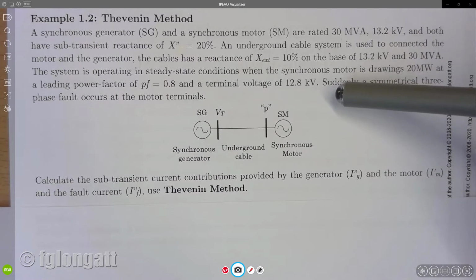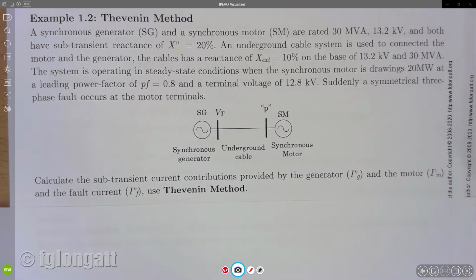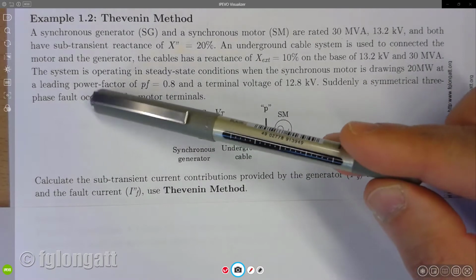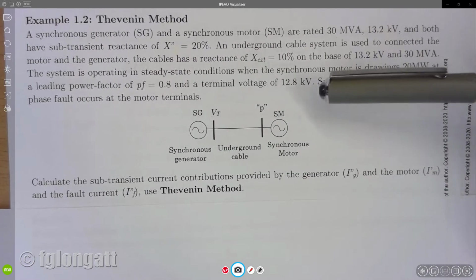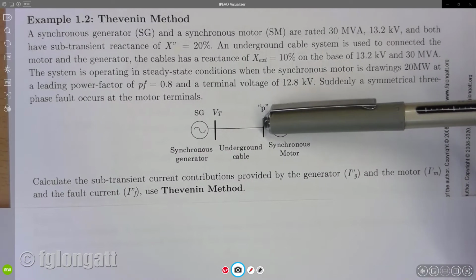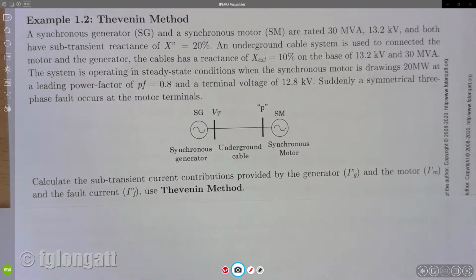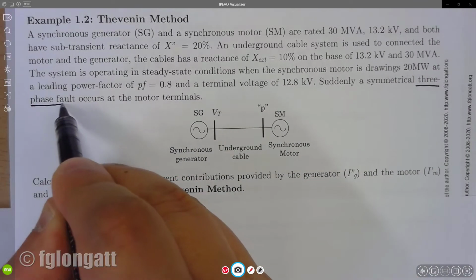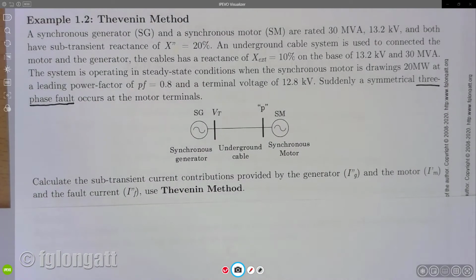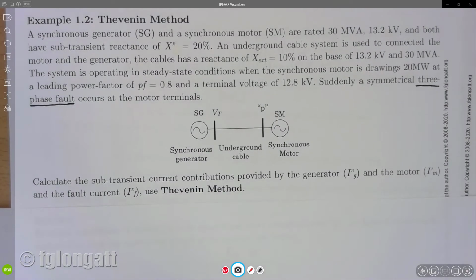The system is initially working at steady state conditions, and the synchronous motor is taking 20 megawatts, and the power factor is 0.8, and this is a leading power factor. Okay, we are working with a synchronous motor, but at these conditions, in particular this point B, there is a voltage of 13.2 kV. Suddenly, there is a three-phase fault, okay? A short circuit at the motor terminals, that is the point P.